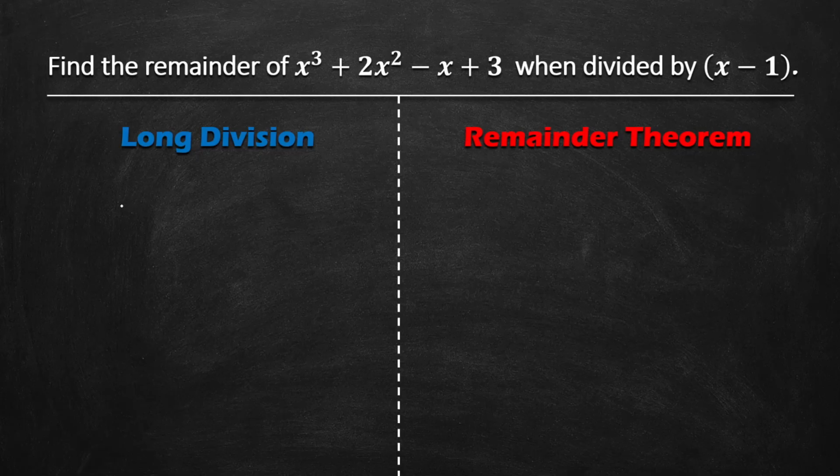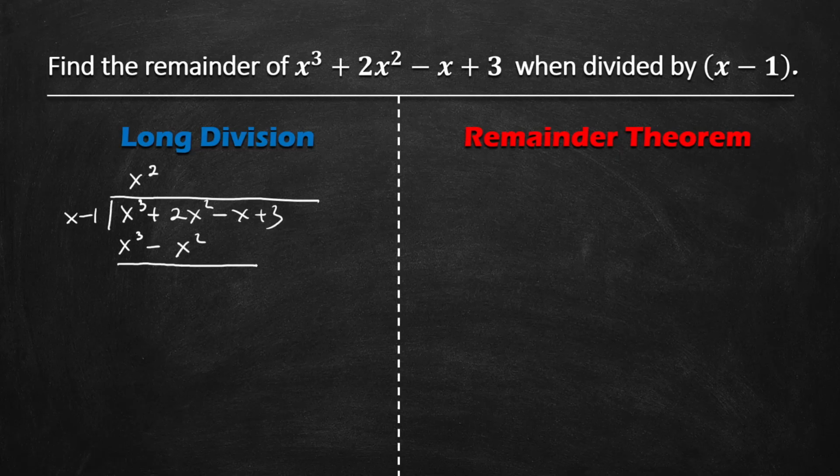So here for long division, we have x to the power of 3 plus 2x squared minus x plus 3, divided by x minus 1. So here it will become x to the power of 2. x squared times x minus 1 gives x cubed minus x squared. Then here we have 3x squared minus x. Then 3x, so 3x times x minus 1 gives 3x squared minus 3x.